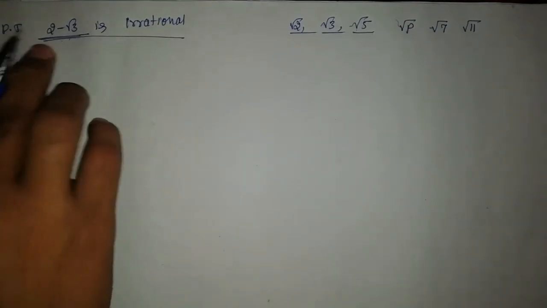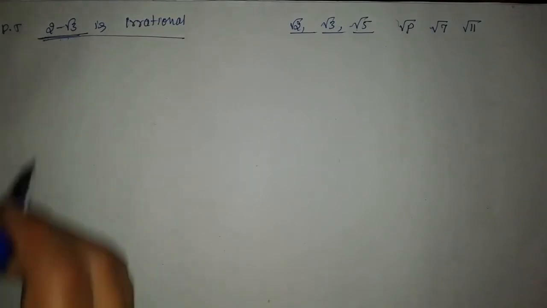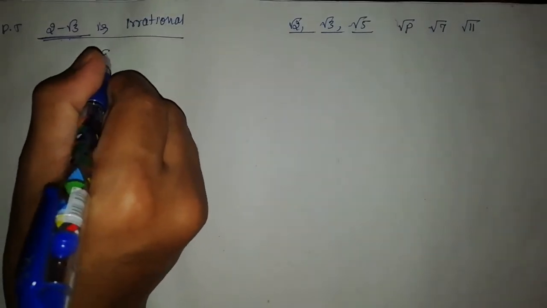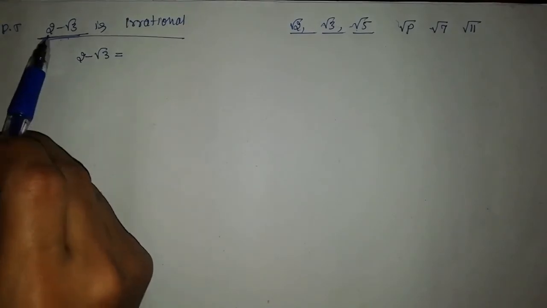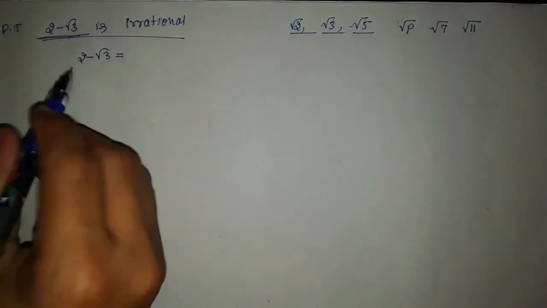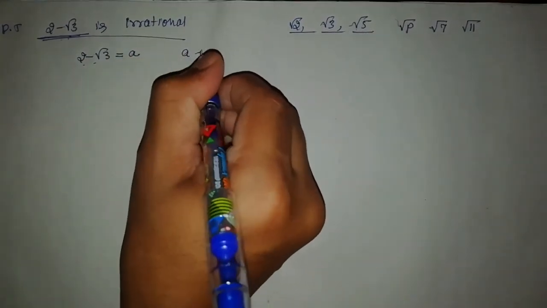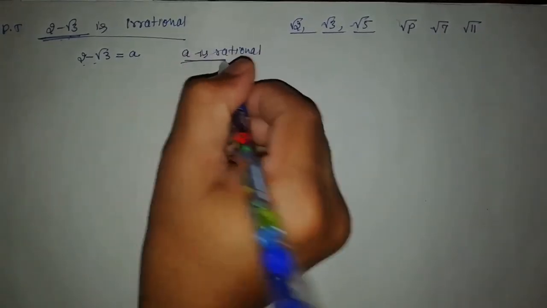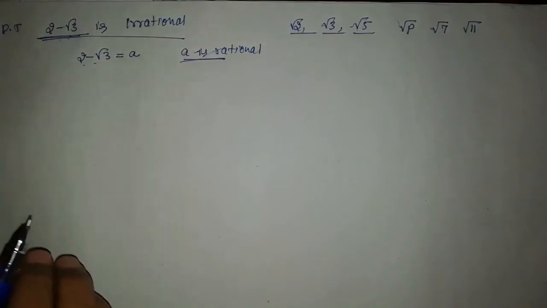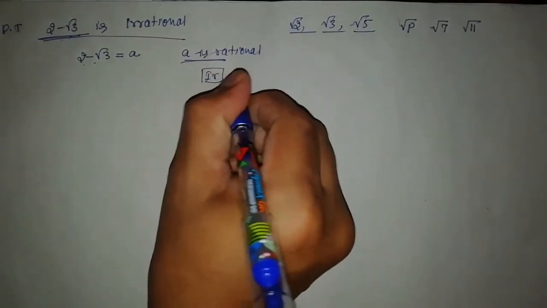Otherwise, if the number involves addition, subtraction, multiplication or division of one rational and one irrational number, you need to follow this step. Initially the same thing, the contradiction method. Initially I'm going to assume 2 minus root 3 is a rational number, so I'm going to put 2 minus root 3 is equal to a, where a is some rational number. Remember, a is rational. So now I'm going to express this as irrational number is equal to something.